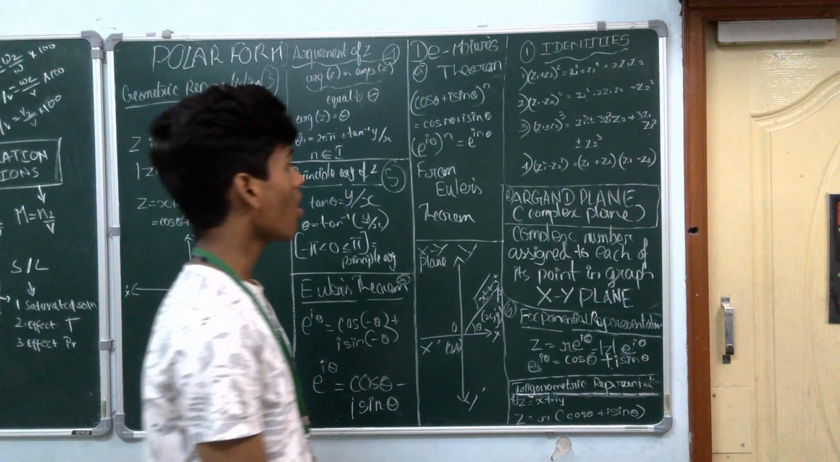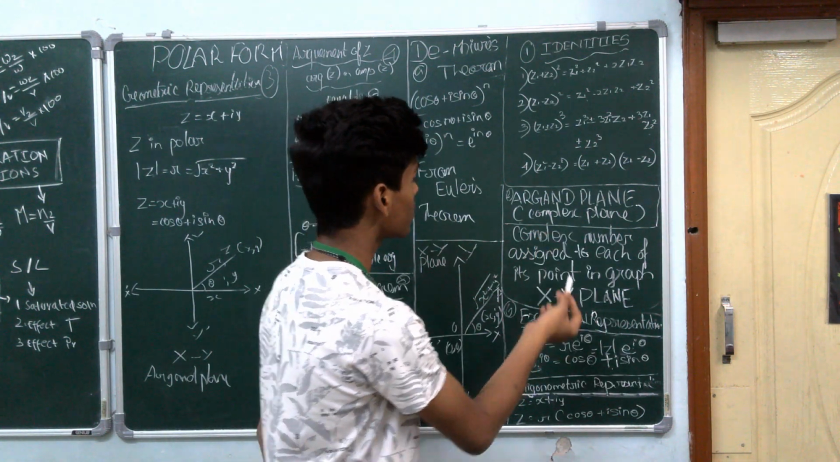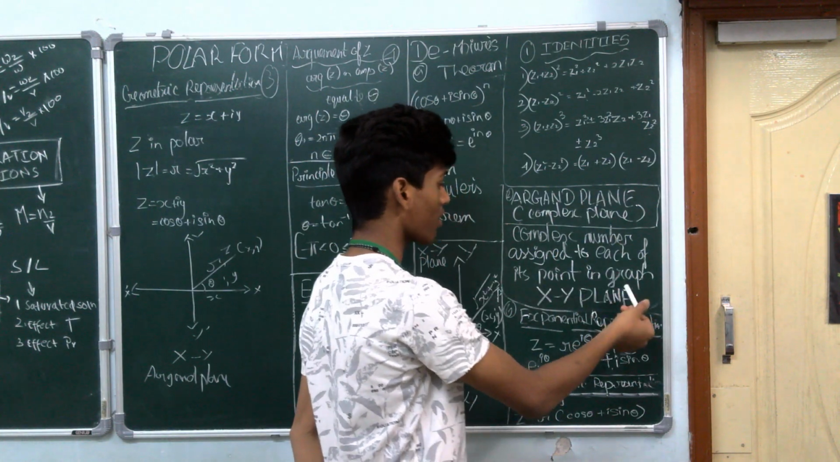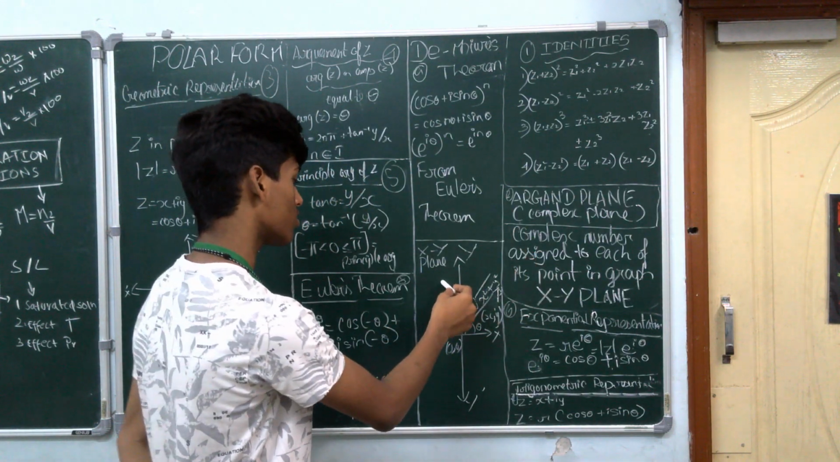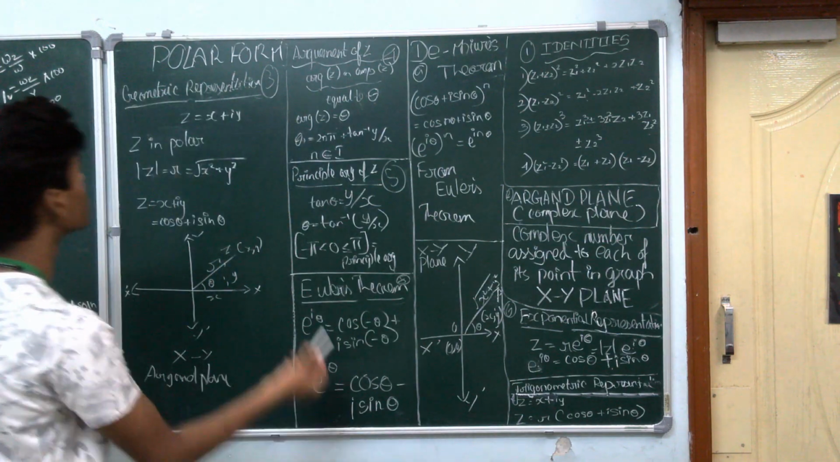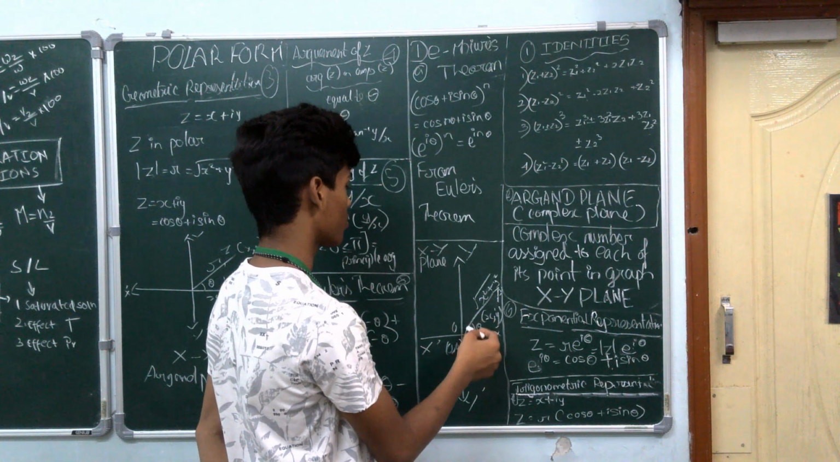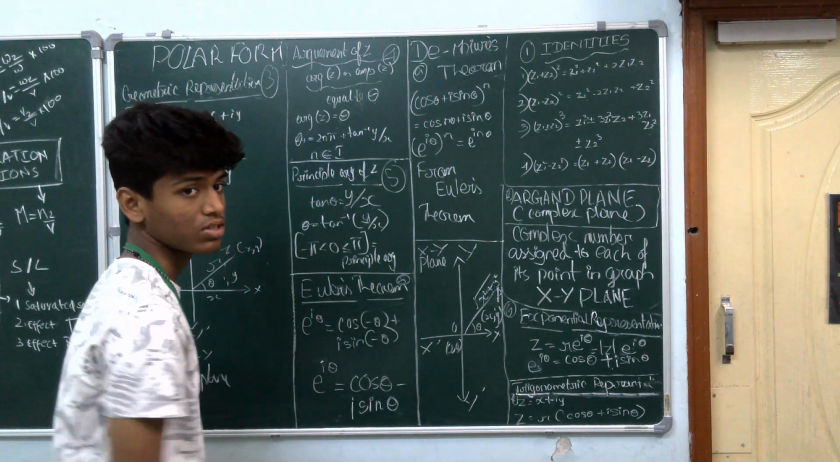Then later, the Argand plane is also called the complex plane. It is nothing but a complex number assigned to each point in a graph in the x-y plane. This is called the Argand plane. There are some graphical representations for the Argand plane which we will see in depth: the x-axis, y-axis, origin, and the r, which is the polar form representation. P is the point.